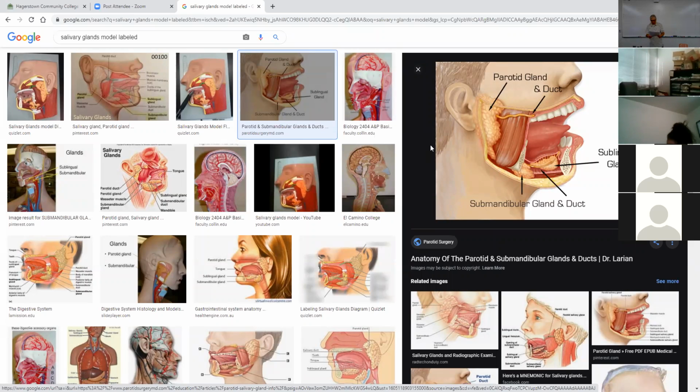Page 13, you don't have to worry about, that's a cross-section of the esophagus. I'm not going to give you any slides on that. Okay. Stomach.